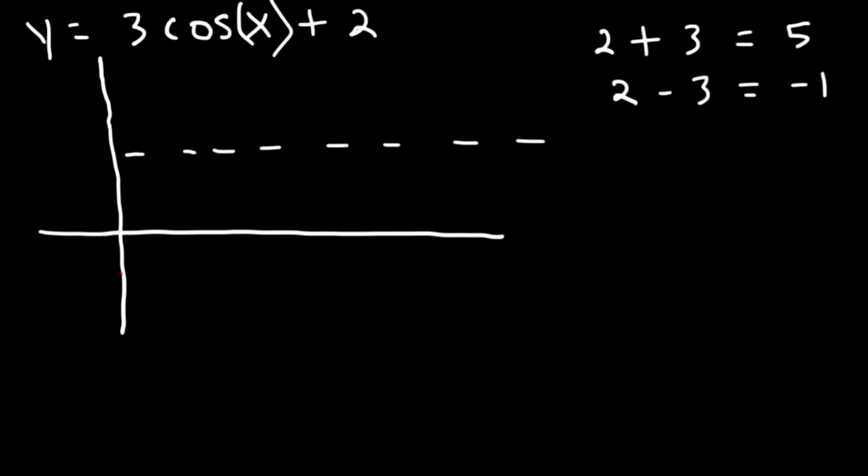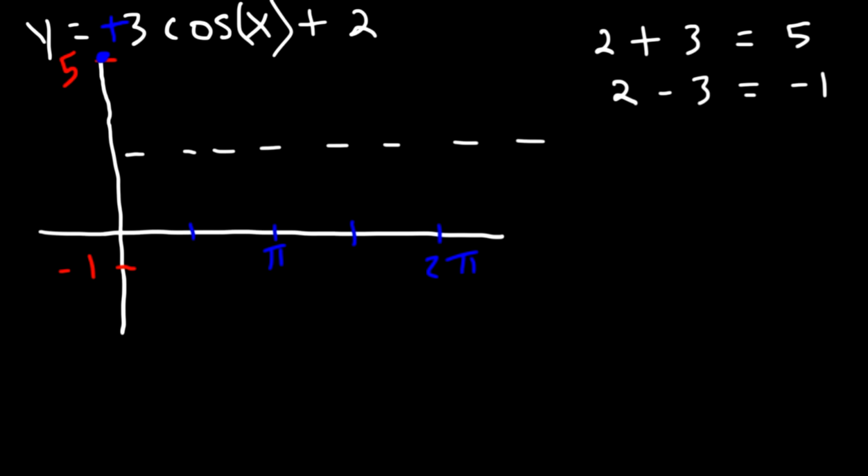So it's going to vary between negative 1 and 5. Now let's plot the period. So one cycle is going to be 2 pi. The other 2 points are pi over 2 and 3 pi over 2, as you've seen before. Now we know that cosine, that is positive cosine, starts at the top, so it's going to start at 5.